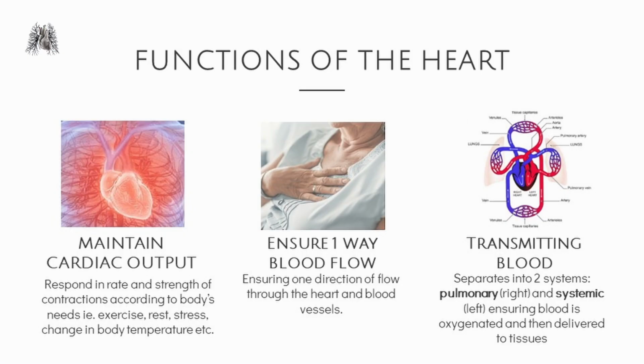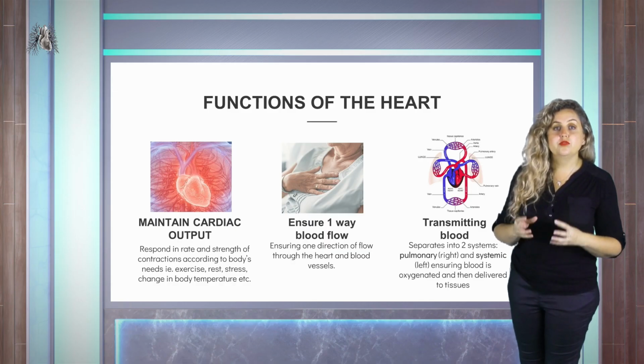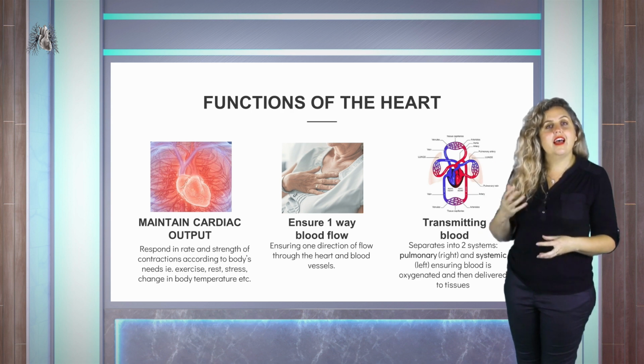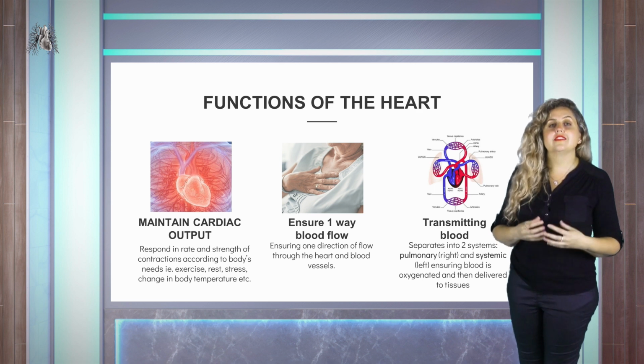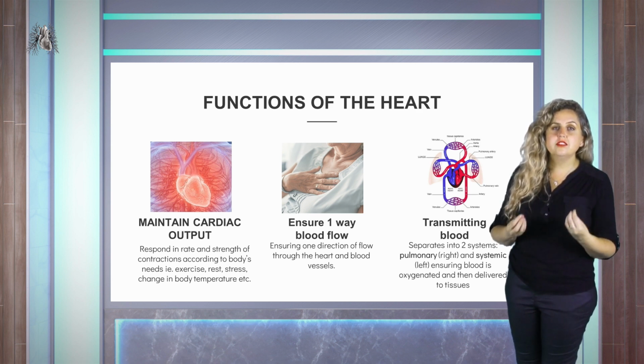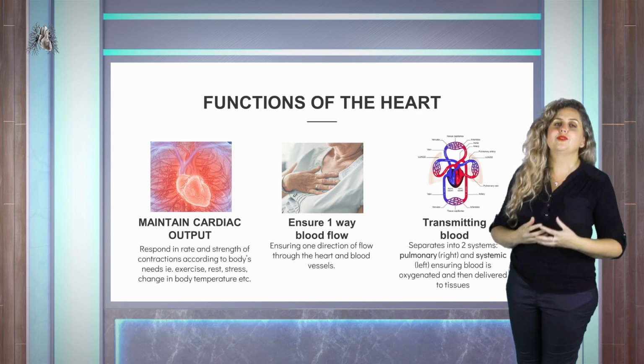The third one is transmitting blood. Our heart splits into 2 systems. The first one is pulmonary, the right side, the typical blue side that we see in all our diagrams and picture books. This is responsible for oxygenating our blood. Once it's been oxygenated, it comes back to the heart via the other side, which is the left, the systemic side, and that side is responsible for transmitting this oxygen-rich, much-needed blood to all our cells.